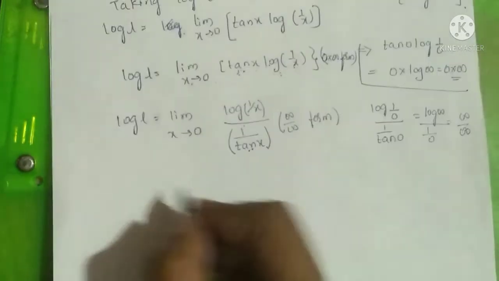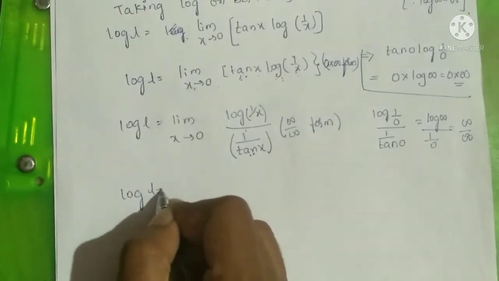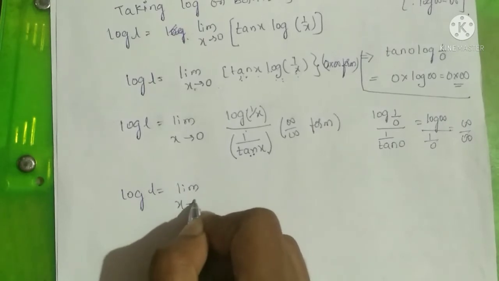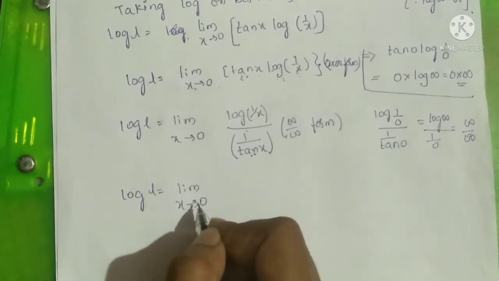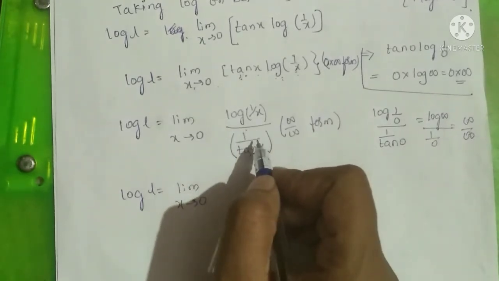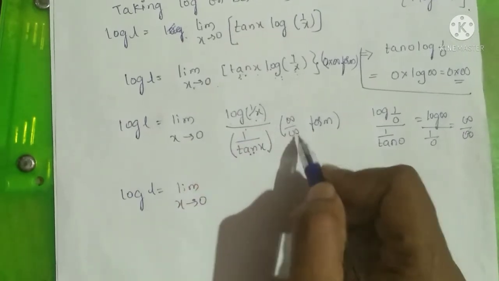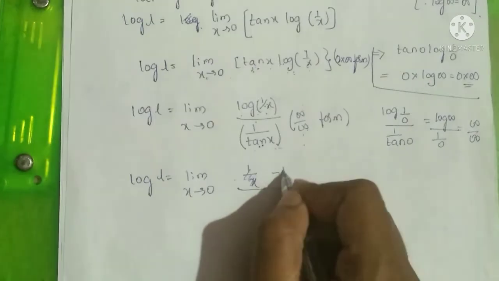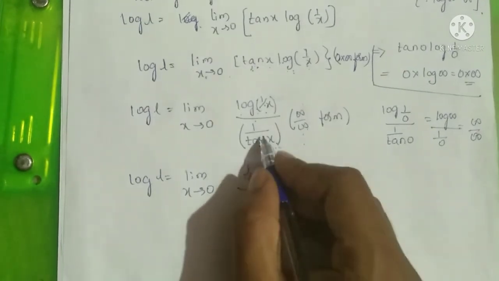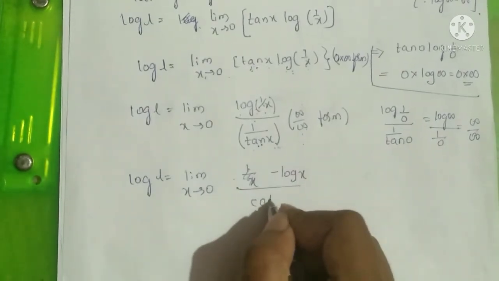Next, carry the log L as it is and limit x tends to 0 as it is. So you can differentiate here. After confirming that it is in the form of infinity by infinity form, we have log of 1 by x divided by 1 by tan x, which is cot x.